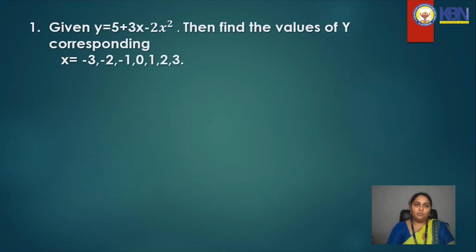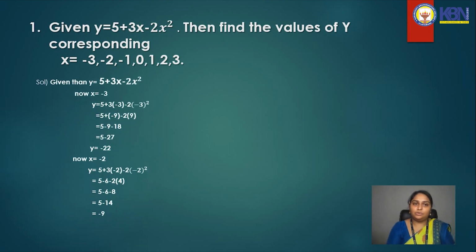In that, the first problem is: it is given y is equal to 5 plus 3x minus 2x square. Then we have to find the value of y corresponding to the given x values. Here x is given from minus 3 to 3. That means we just have to substitute the values of x in the given expression y. The first one is x is equal to minus 3.